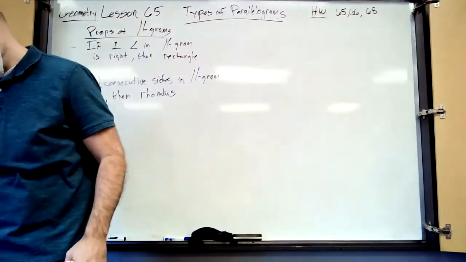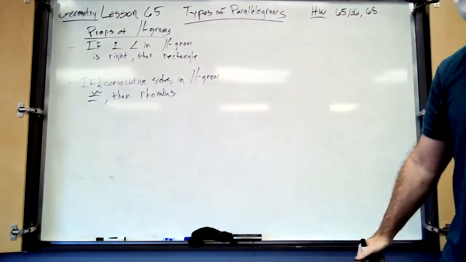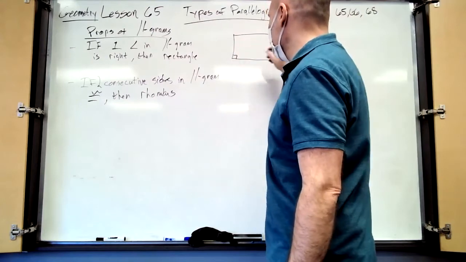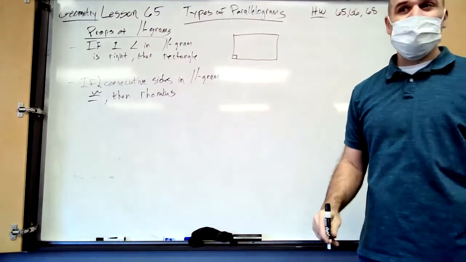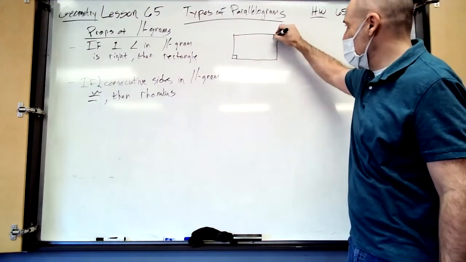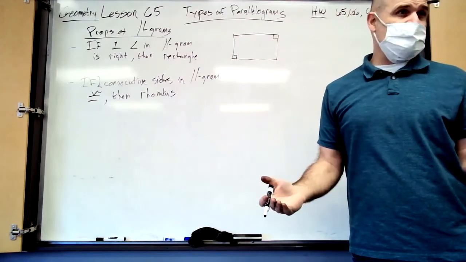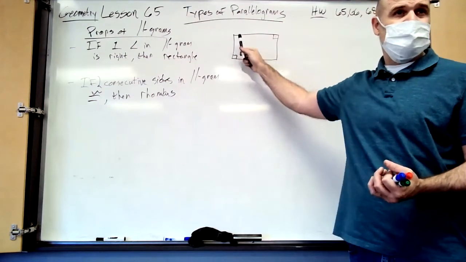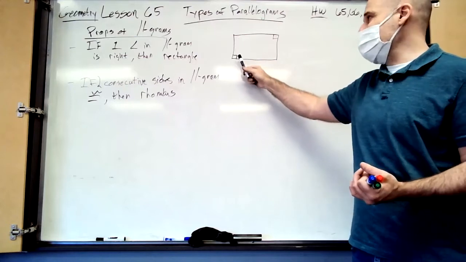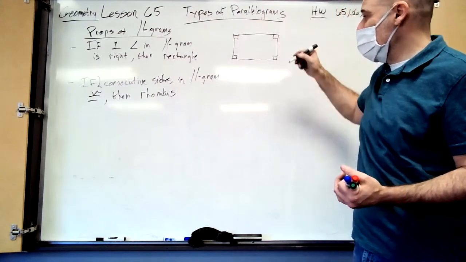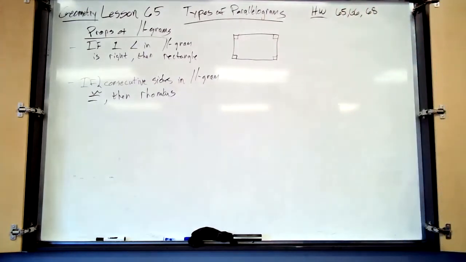Good. I feel like you guys are seeing it a little more before I draw it. But if I were to draw it, if you know that this one's right, well, in a parallelogram you know that opposite angles are congruent, so you know that this is right. And the properties of the parallelogram say that consecutive angles are supplementary. They have to add up to 180. So what adds to 90 to get 180? Another 90. So you can say that it's a rectangle.